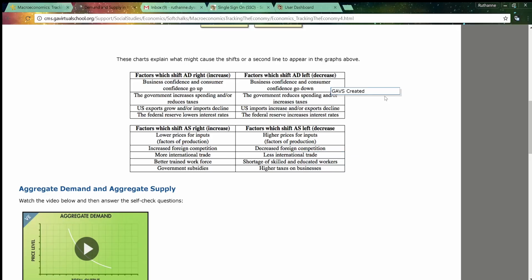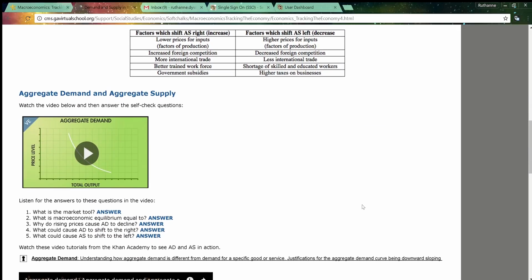Factors that can shift it to the left. So think of all the things we just talked about and just make them opposite. Confidence goes down for businesses and consumers. Government reduces spending and or increases taxes. U.S. imports increase and or exports decrease, meaning that we are outsourcing to more countries more often. And outsourcing means that we're looking for cheaper labor because the economy is not doing as well, so we have to be able to charge cheaper prices, etc., etc. Federal Reserve increases interest rates, again, that inverse relationship. So if they increase interest rates, then we have less money to spend on fun things.